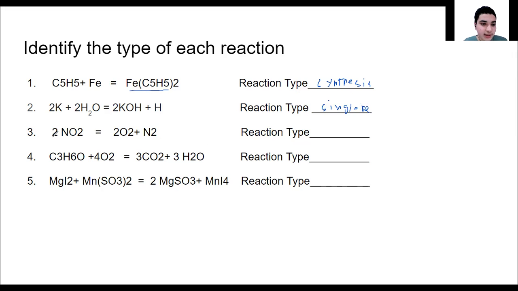Okay, so next we have two NO2, two nitrogen oxide, splits into two oxygen diatomic plus two nitrogen diatomic. So since we have one reactant and two products, I'm going to assume that this is decomposition. All right, number 4. We have a polyatomic ion reacting with 4 oxygen diatomic, and we have carbon dioxide plus water. Since the products are water and carbon dioxide, I'm going to assume that this is combustion.